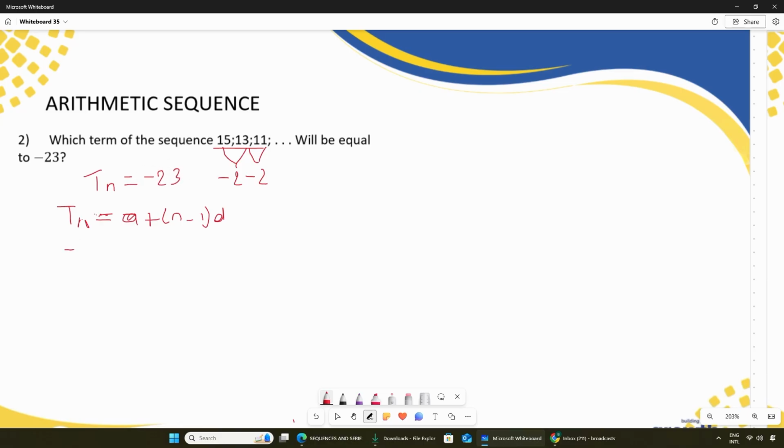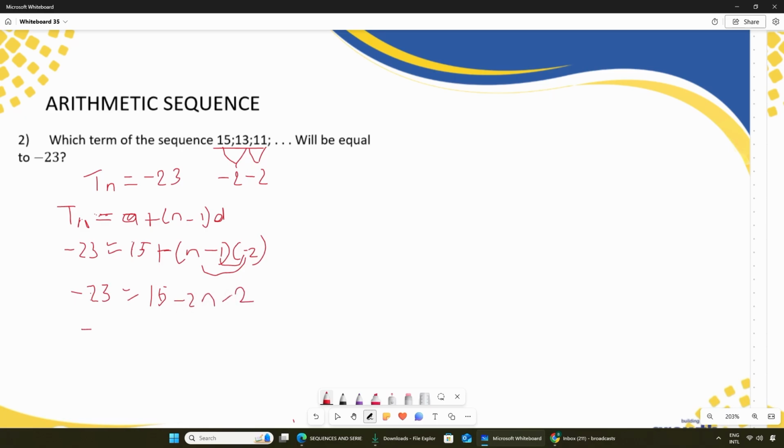So that is negative 23 equals A. The first term is 15, plus n, we are looking for n, minus 1, the constant difference, that is negative 2. Now we solve for n. Make sure that you multiply negative 2 to both terms, because that is a monomial multiplied by a binomial. So negative 23 equals 15 minus 2n minus 2.